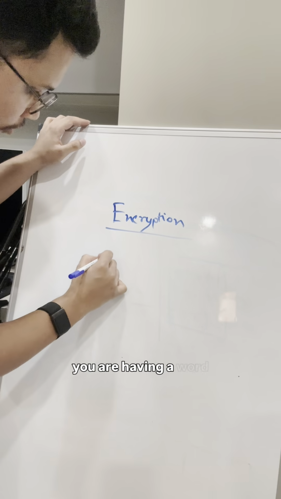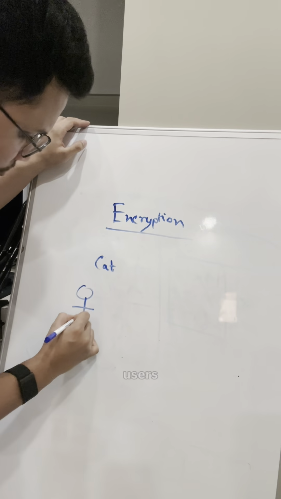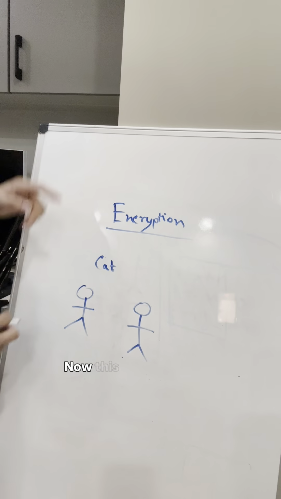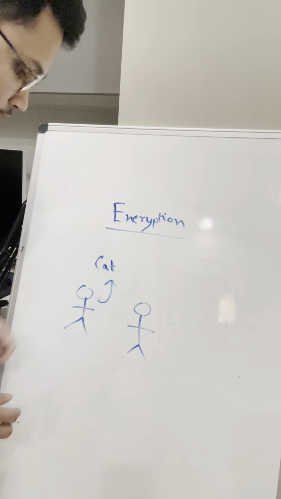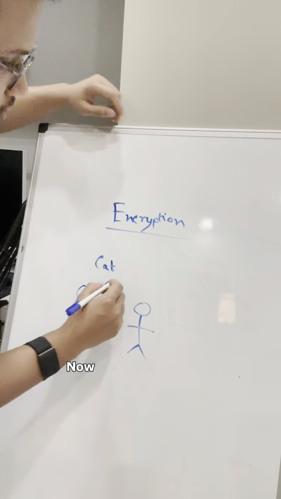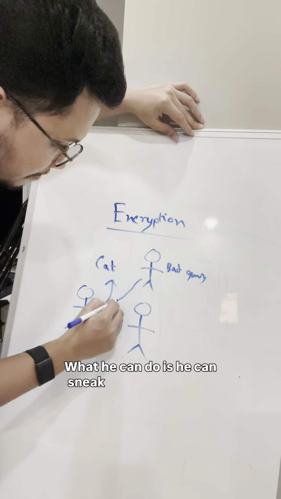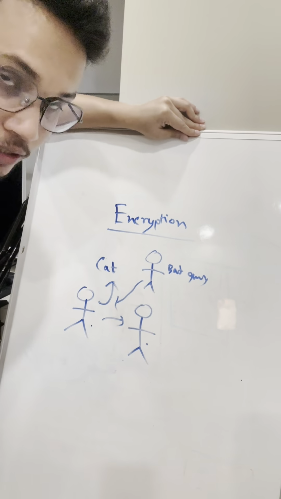Let's say you have a word called CAT. And let's take a couple of users. This is user 1 and this is user 2. Now, user 1 wants to send this message, CAT, a simple word, to user 2. There can be a man in the middle. This is a bad guy. What he can do is sniff this network and find out what user 1 is sending to user 2.